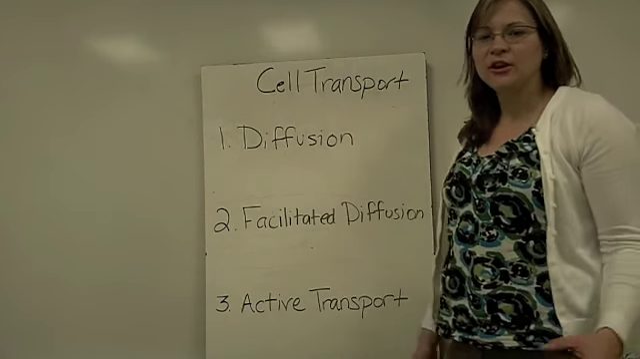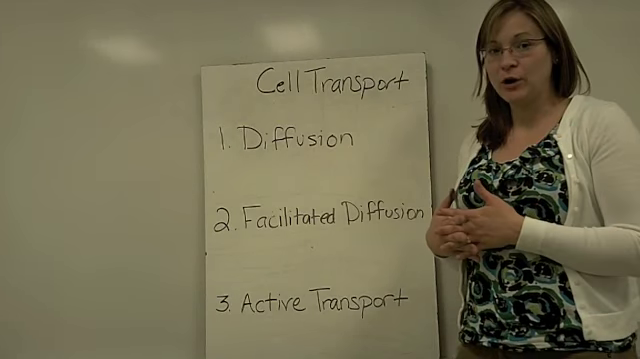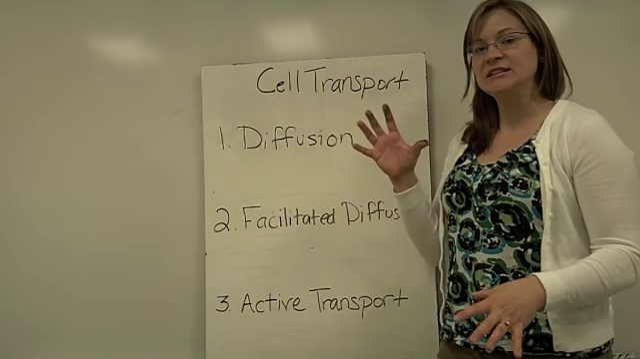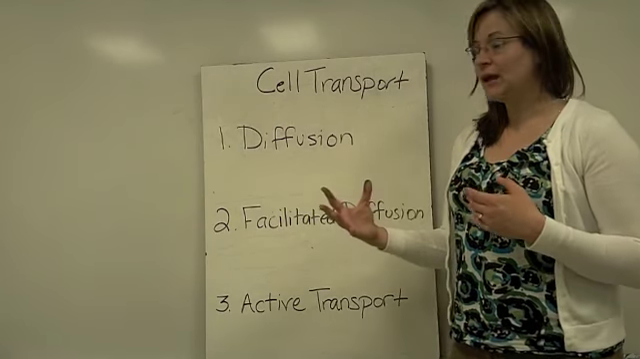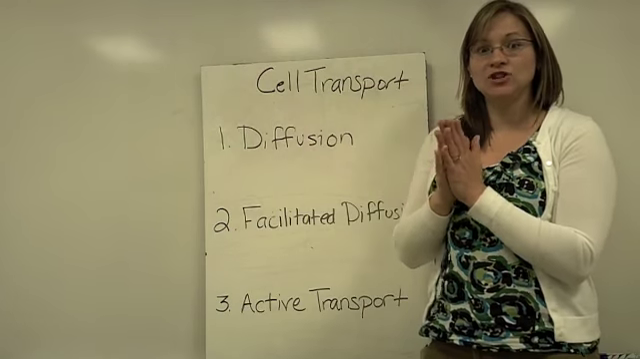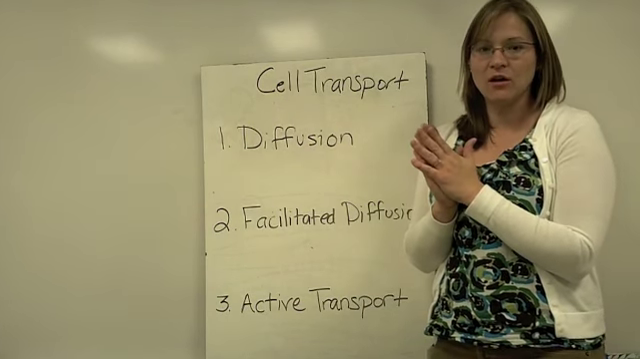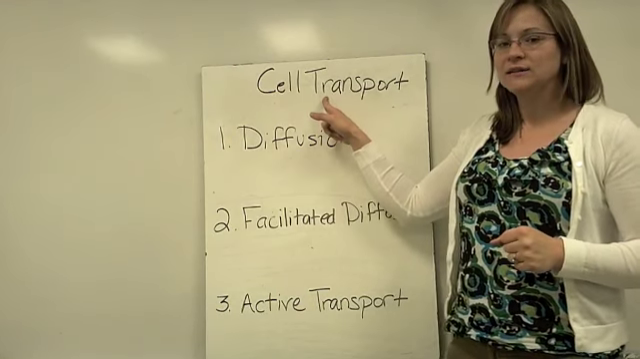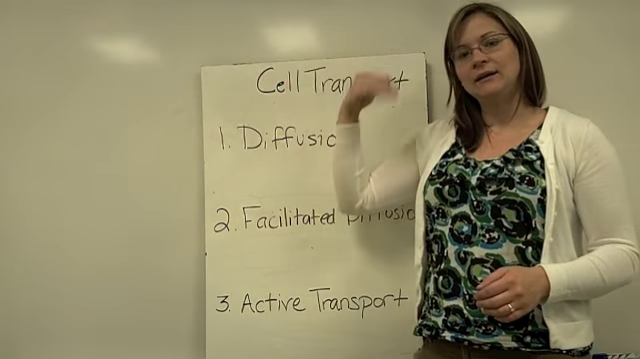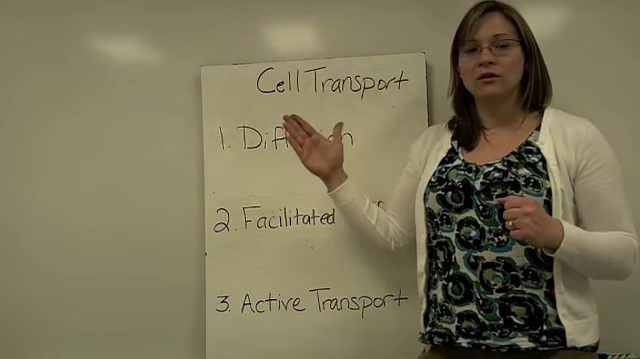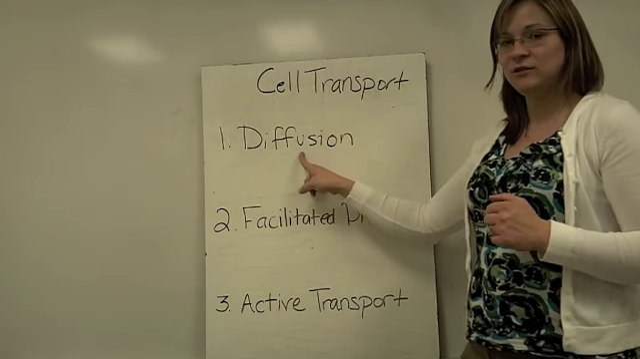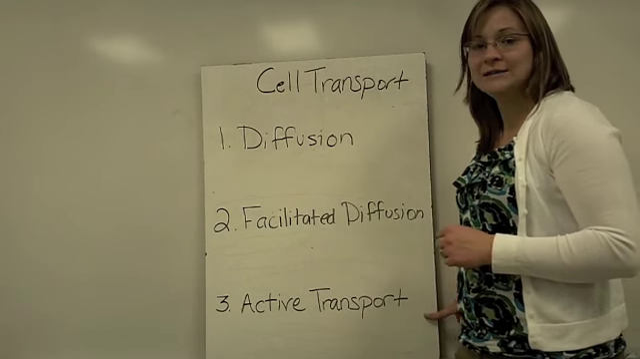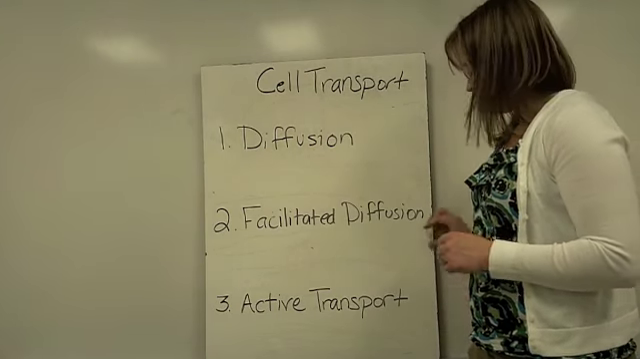Hi guys, so now that you've learned about the plasma membrane and all the different parts of the plasma membrane, the phospholipid bilayer, the proteins that are going to communicate, there are also going to be channel proteins as well as cholesterol, we're going to talk a little bit about cell transport and how the cell gets things from the outside in or from the inside out. There are three different ways. The first way is diffusion, the second way is facilitated diffusion, and the third way is active transport.